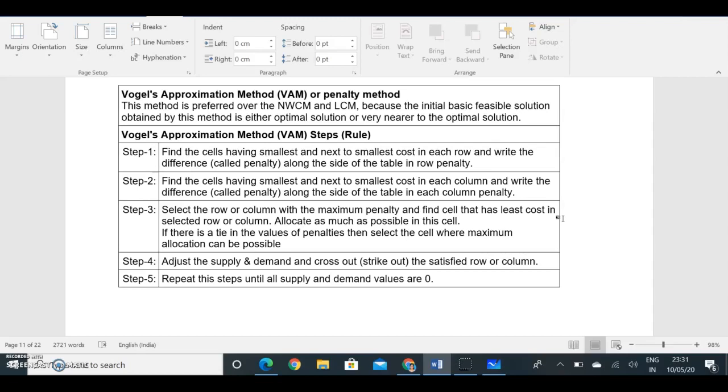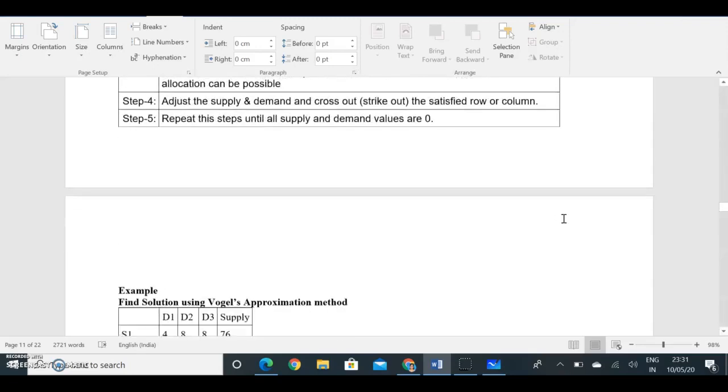So after writing all the penalties, we have to find out which is the maximum penalty, and find the cell that has the least cost in the selected row or column. Allocate as much as possible in this cell. If there is a tie in the values of the penalties, then select the cell where the maximum allocation is possible. Then adjust the supply and demand and cross out the satisfied row or column. Repeat the steps until all the supply and demand values are 0.